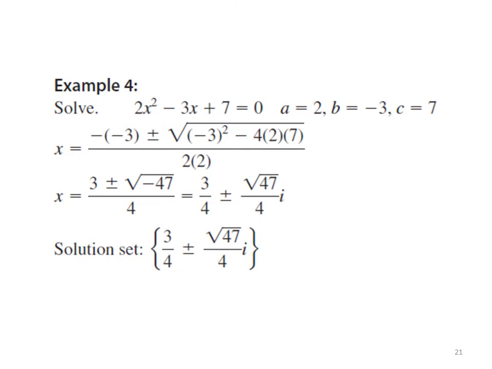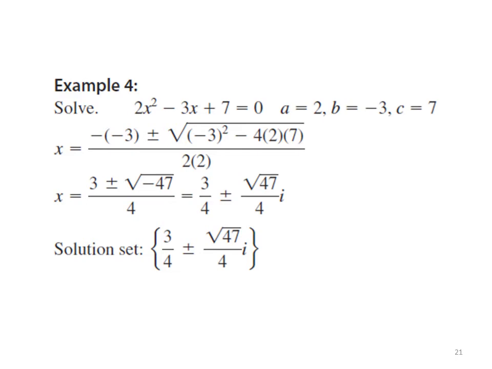For the next step, your solution x is equal to 3 minus or plus the square root of minus 47, divided by 4. So clearly in this case you have two complex solutions. You want to write it in standard form. You can write this as 3 over 4 minus or plus. Now the square root of minus 47 is just the square root of 47 times i. Your final two solutions will be 3 over 4 minus or plus the square root of 47 divided by 4 times i. This is your solution set.